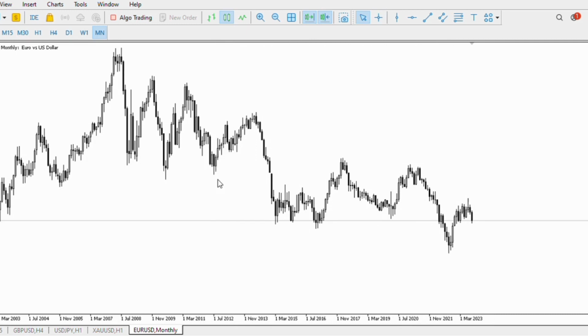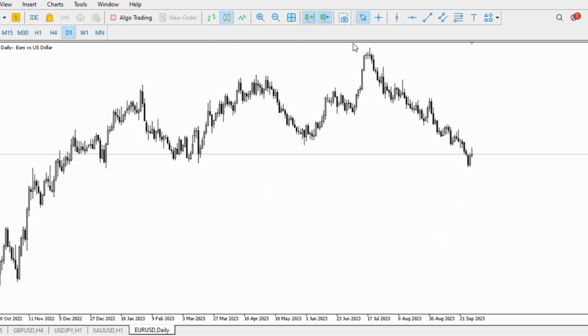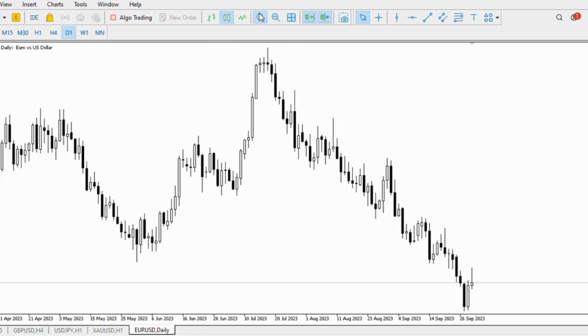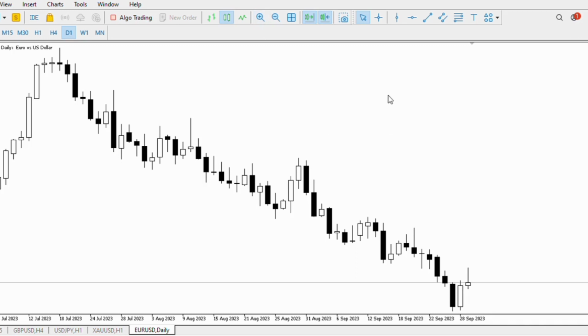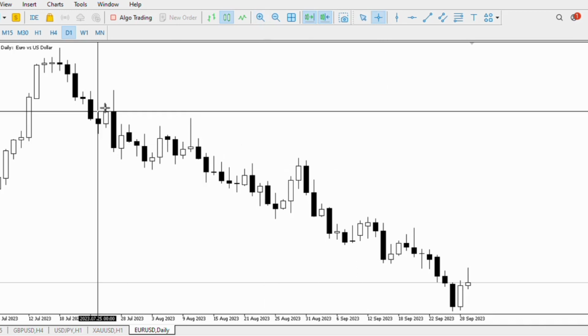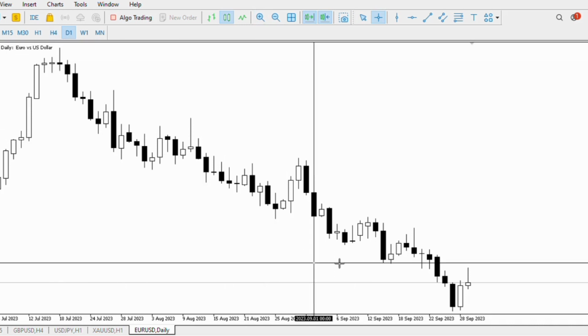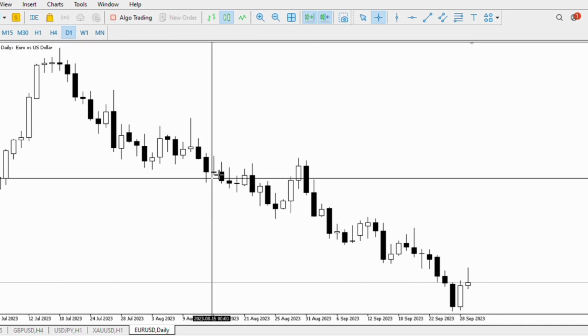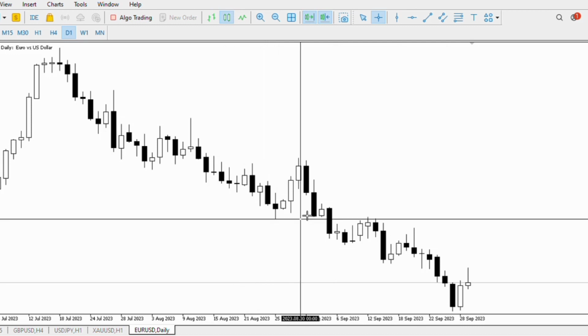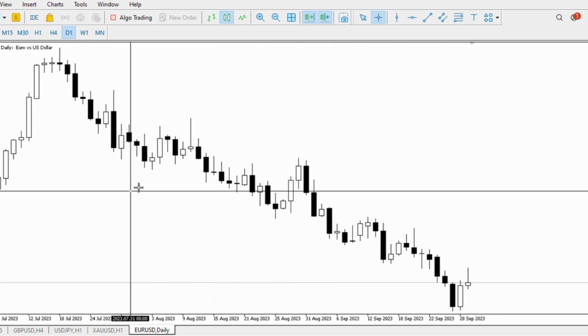So with that in mind, we are going to move on to our daily time frame so that we can try to find out our current high and our current low. I will start all the way from this point right here down to right here so that we can find out our high and our low on the daily time frame.